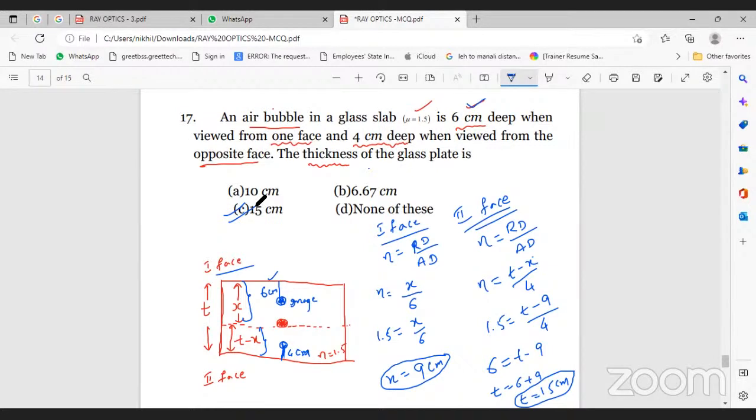Got it? Actually, this is an important one. They have asked it many times in competitive exams. Any doubt in this problem? No, sir.